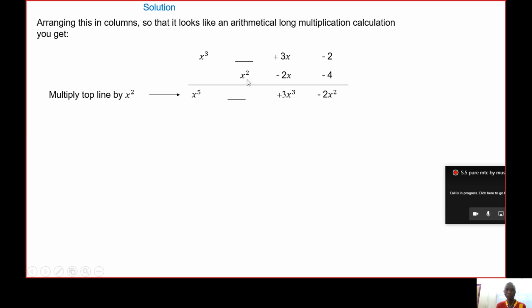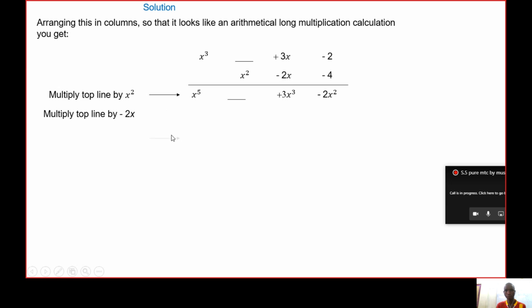When you multiply x squared by x cubed, you get x power 5. X squared by nothing, you get nothing. X squared times positive 3x, you get positive 3x cubed. X squared times negative 2, you get negative 2x squared. Are you seeing that? So there we are multiplying the top line by x squared.